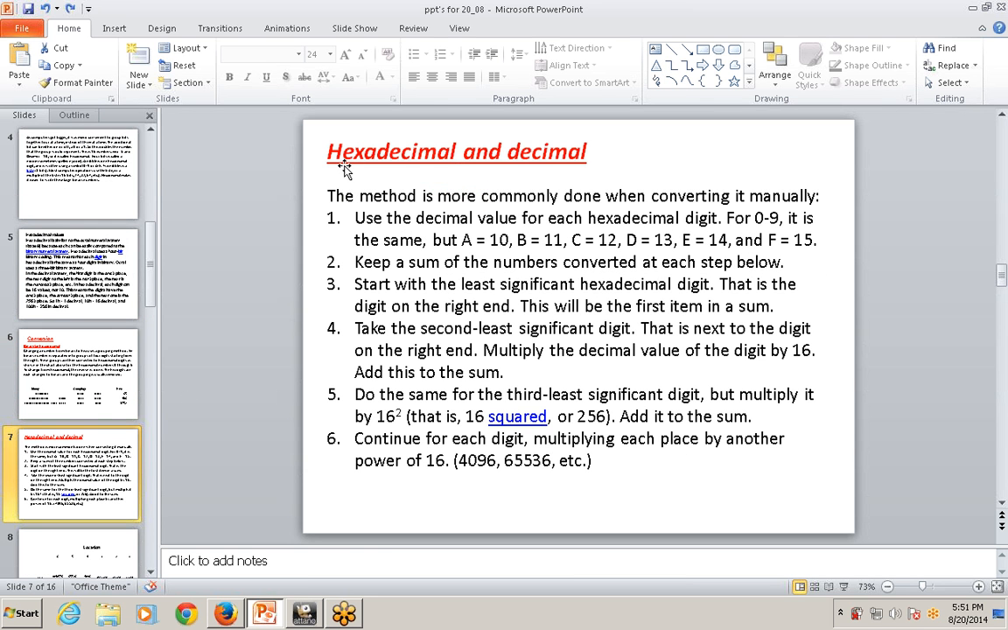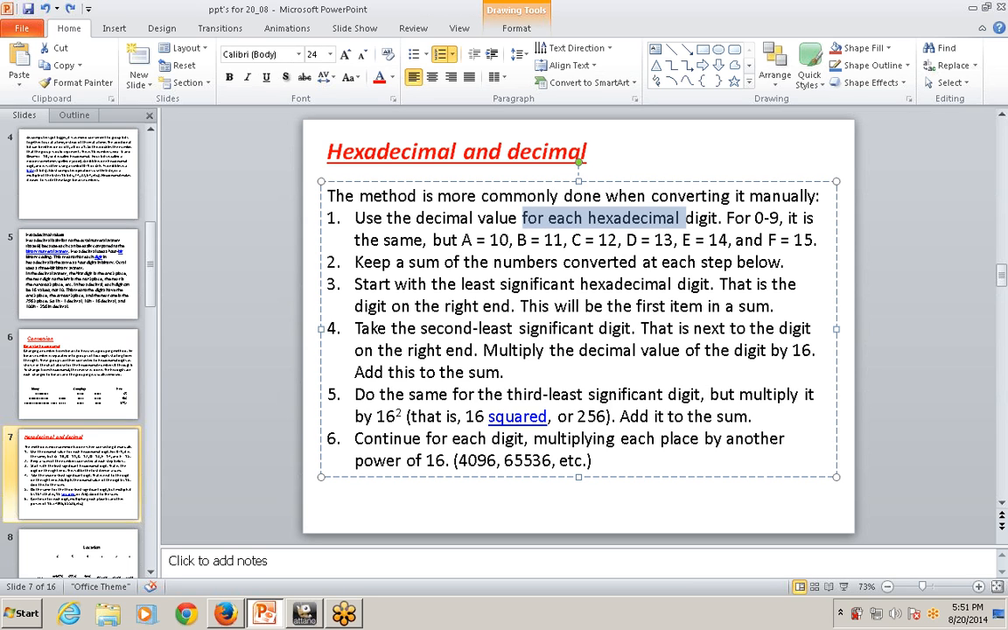Now next is hexadecimal and decimal. Now it's time to convert hexadecimal to the decimal number system. This method is more commonly done when converting manually. Use the decimal value for each hexadecimal digit. For 0 to 9 it is the same, but for A it is 10, as I told you, then 11, 12, 13, 14 and 15.